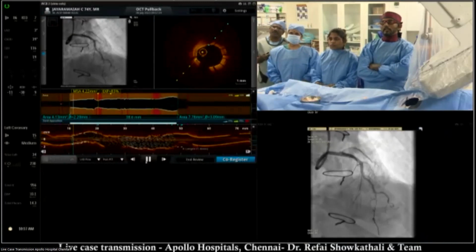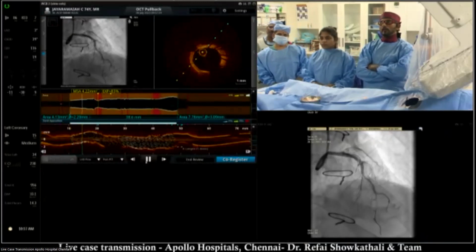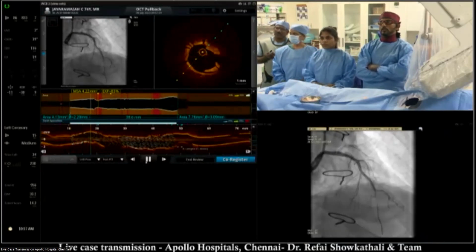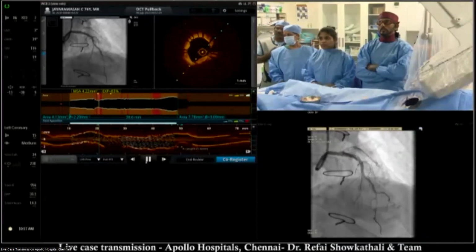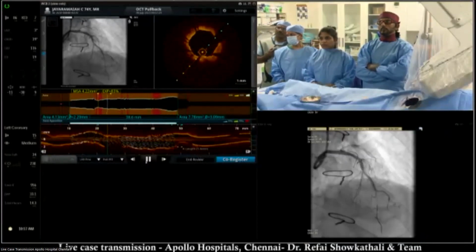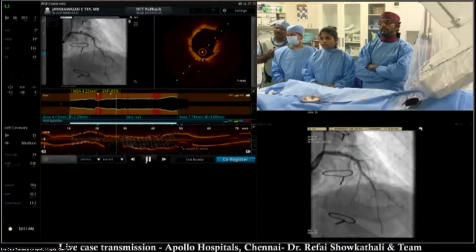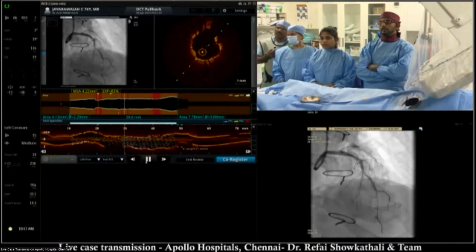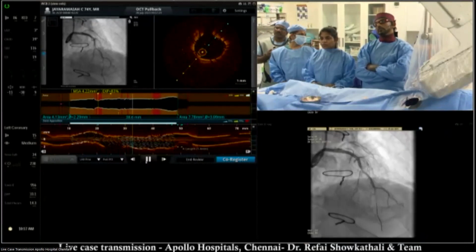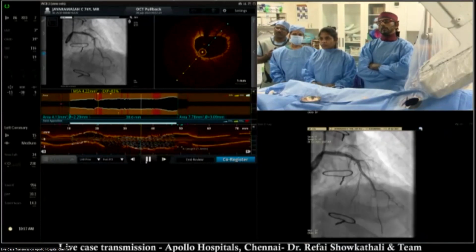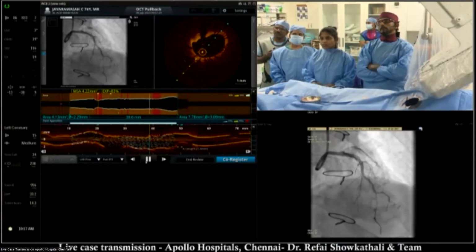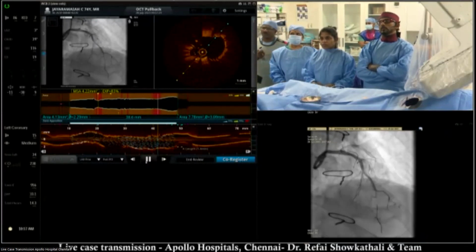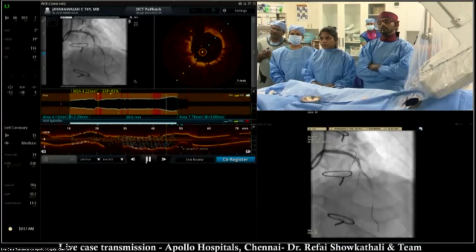So the distal edge looks clean. There's no dissection. We got an area of around 4.5 cross-sectional at the distal edge of the stent. There's decent expansion of more than 80% throughout. There are some plaque protrusions. Good size stent area in the left main.